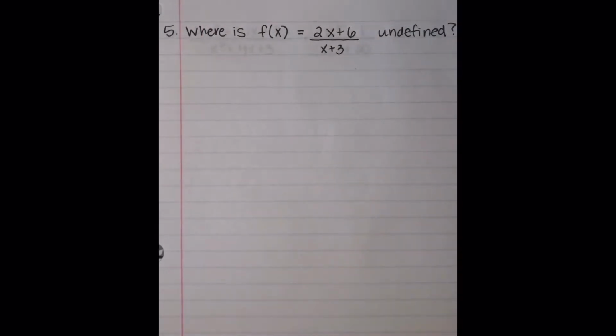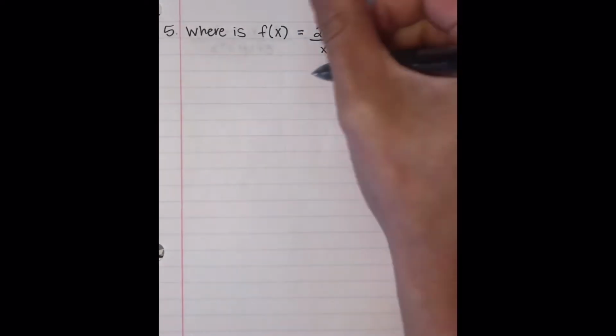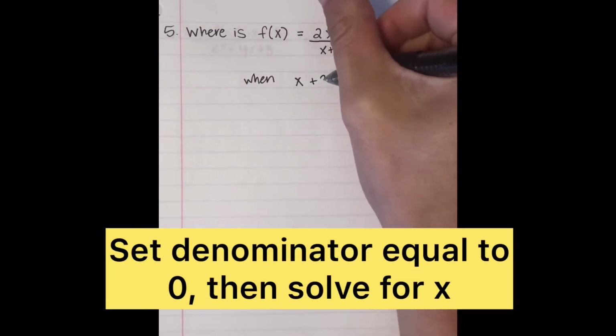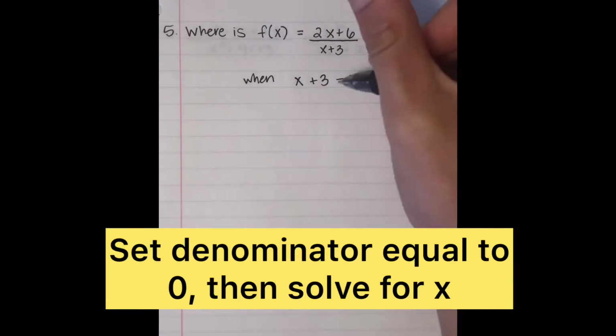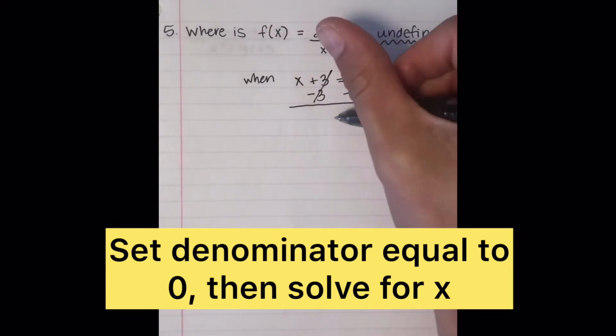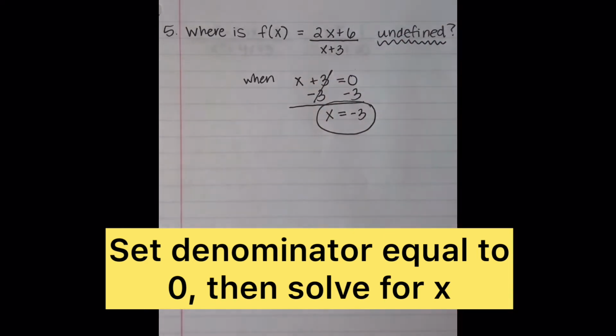Number 5, where is f of x equals 2x plus 6 over x plus 3 undefined? A function is undefined when the denominator is 0. So it is undefined when x plus 3 equals 0. So minus 3. It is undefined at x equals negative 3.